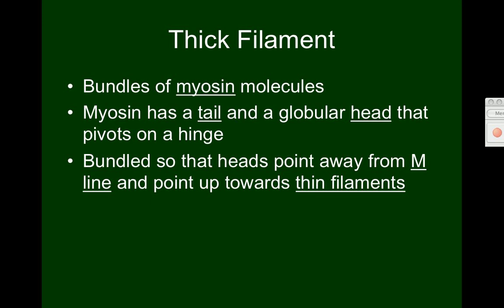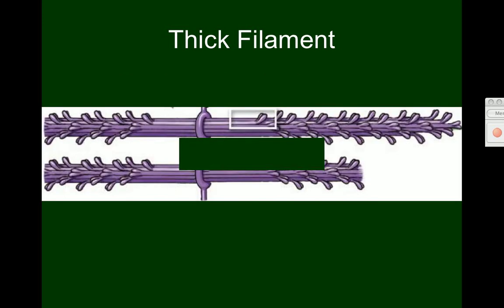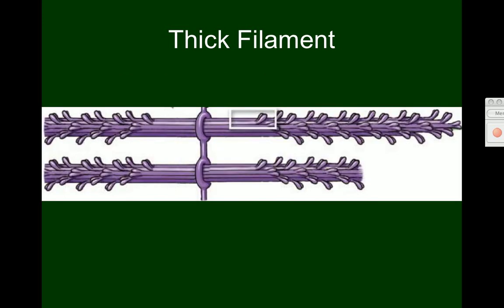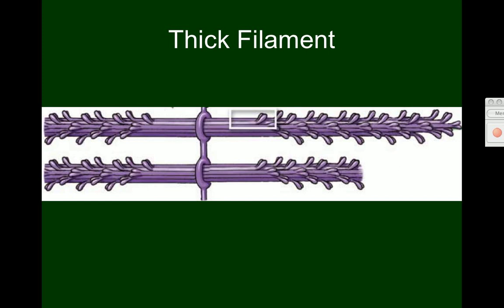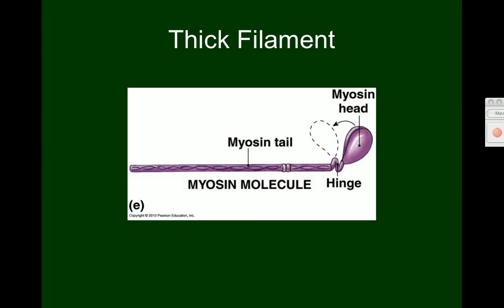So the heads point away from the end line, kind of held together by their tails in the middle, and then the heads actually point out towards the thin filaments. So you can kind of see that arrangement here, where all the heads are pointing away from that end line. The end line is kind of the chain-looking thing that's holding them together. And then the heads are kind of sticking out almost like buds or flowers. Okay, if we take a look at a single myosin molecule, you can see it's got that nice straight tail, and you've got that hinge area that allows that pivoting action that they're talking about with the thick filament.